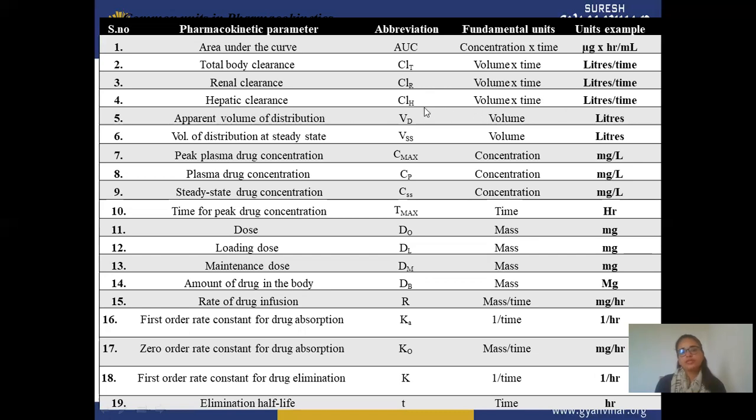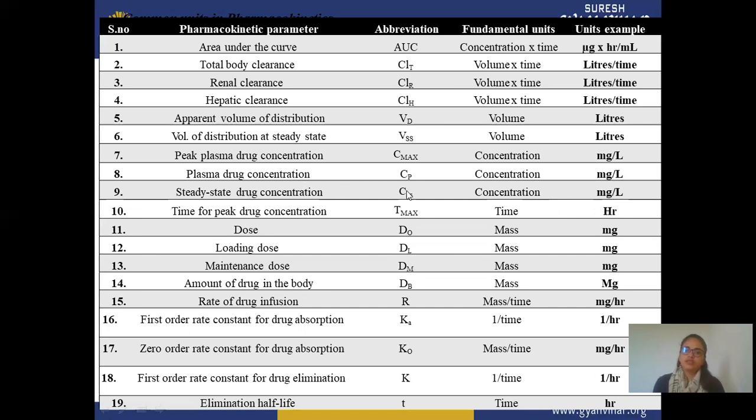Next is hepatic clearance, CLH. Its fundamental unit is volume per time, and the unit example is liter per time. And fifth is apparent volume of distribution. This is denoted by Vd, the fundamental unit is volume, and the unit example is liter. Next is volume of distribution at steady state, Vss. The fundamental unit is volume, and the unit example is liter. Next is the peak plasma concentration, Cmax, the fundamental unit is concentration, and the unit example is mg per mL.